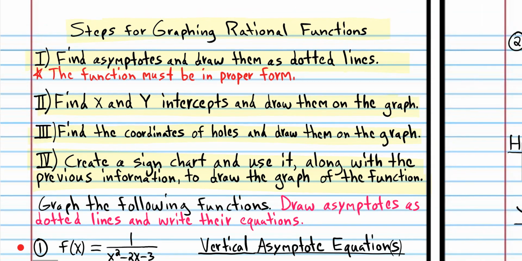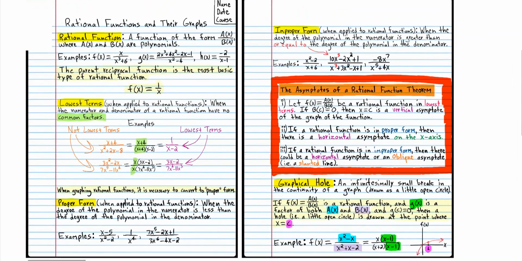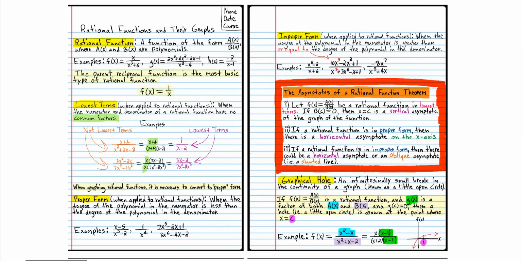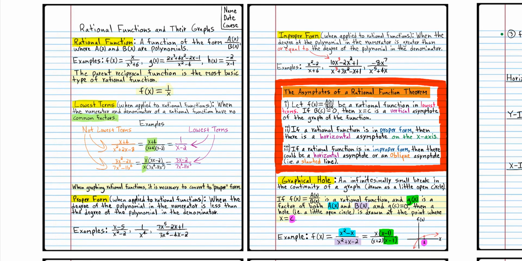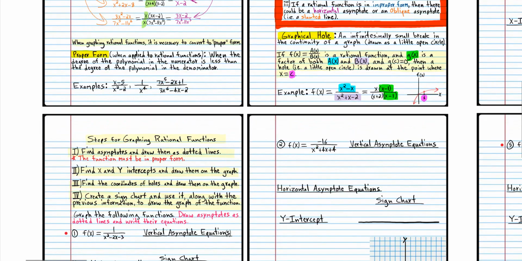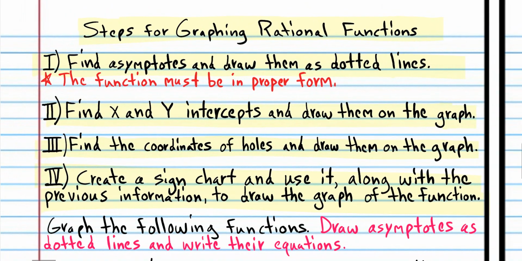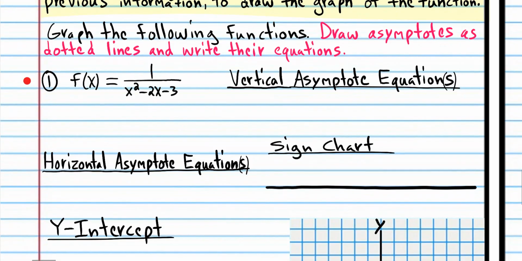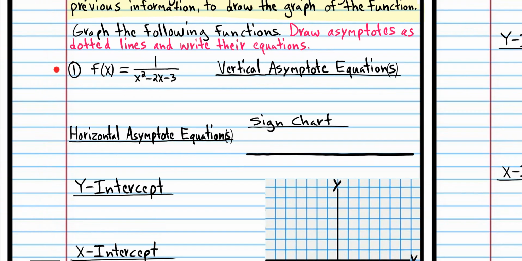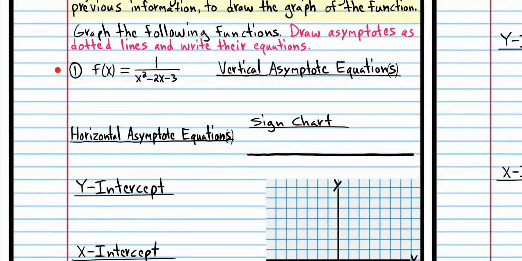So I want you to get a picture of all this information here. And I also want you to get a picture of these steps here. These are the steps we're going to follow to graph rational functions. So let's get started. It says here, graph the following functions, draw asymptotes as dotted lines, and write their equations. Okay, so step number 1 is to find the asymptotes.